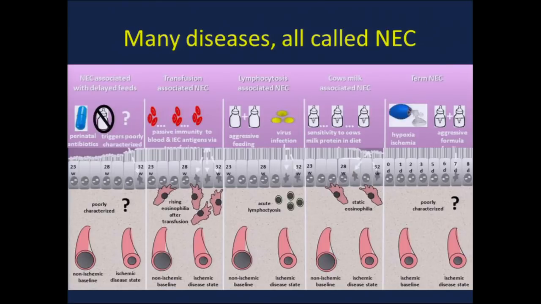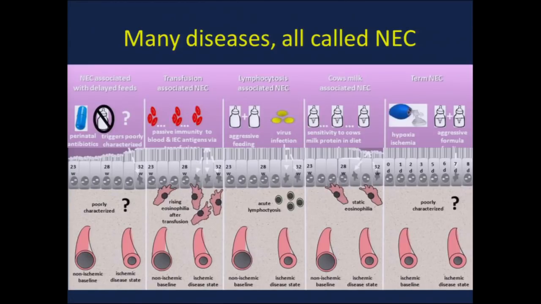So we have many diseases, and all of them are called NEC, and all of them are different in the initiation of the pathogenesis. So we have the immunology-initiated type, we have transfusion-associated NEC, lymphocytosis-associated NEC, cow milk protein allergy, or food protein induced enterocolitis. And then I have the last one, which is common in term infants or infants exposed to ischemia.